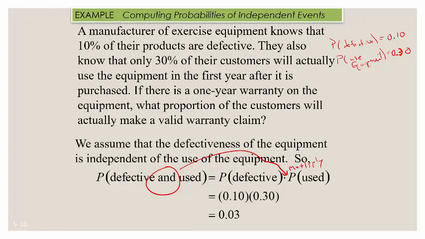The probability that it's defective, as I said up here, is 0.10. The probability they use the equipment is 0.3. So even though 10% of the equipment is defective, the probability that there'll be an actual warranty claim is only 3%, so 0.03 here.